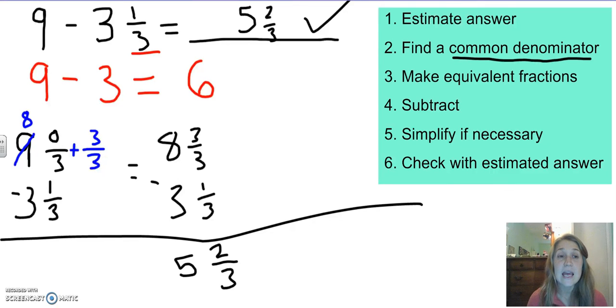So don't forget, if you have a whole number minus a mixed number, all you have to do is put in a 0 over whatever the denominator is. And then you can just regroup like I've already shown you. So there you go. That's subtraction with mixed numbers when you have to regroup. Good luck!